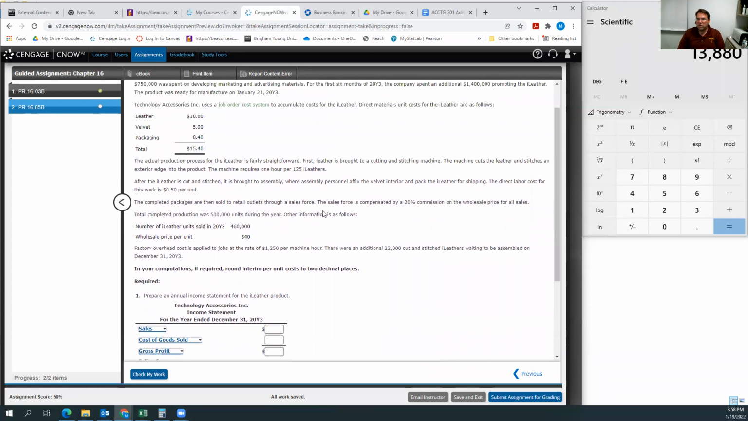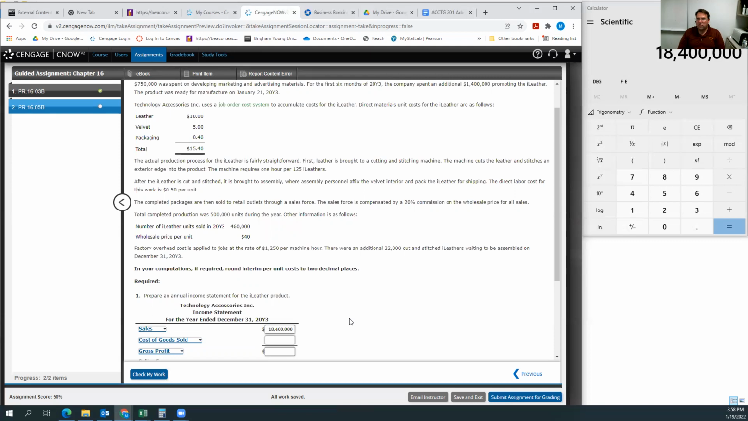So my sales are just going to be the number of units sold times the sales price per unit. So that's 460,000 units sold times $40 per unit, $18,400,000 in sales. That's pretty good. All right. Second, we have to figure out our cost of goods sold.